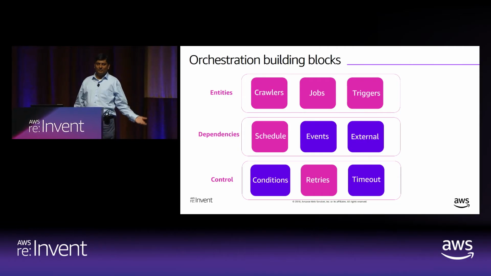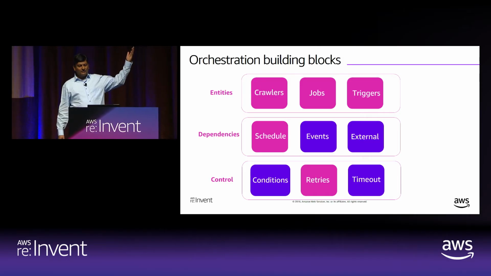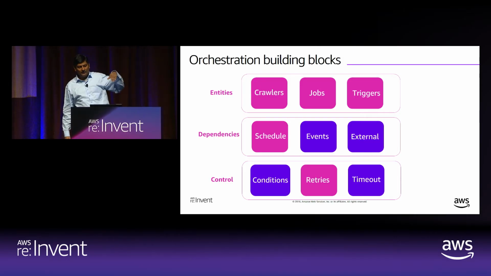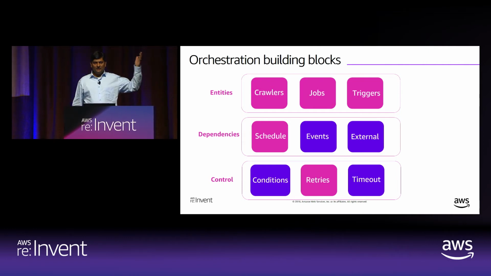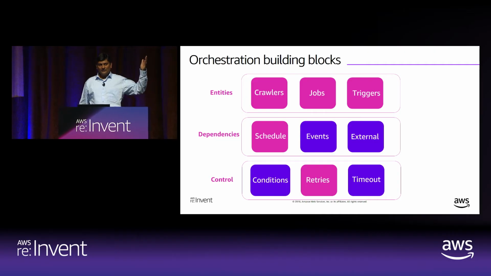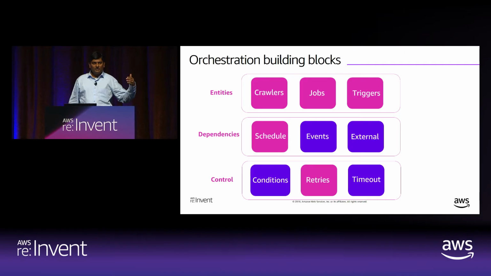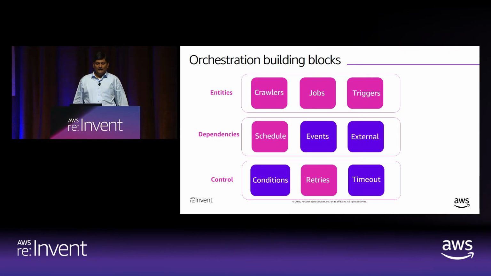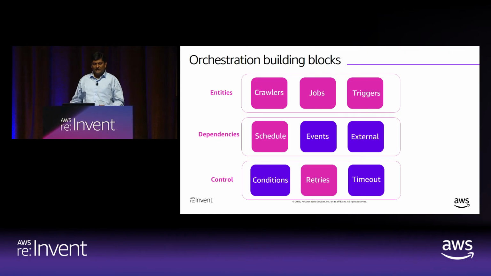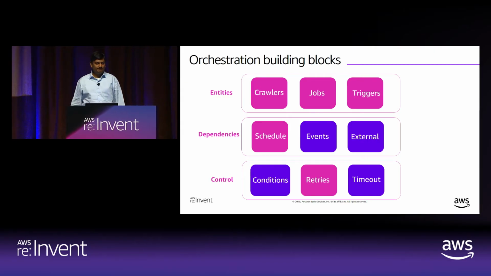So we added a lot more building blocks to orchestration. In orchestration, we have three main entities: crawlers, jobs, and triggers. That's what we started with, and we had schedules. We added a lot more event types and the ability to integrate with external services. We also added more control flow mechanisms, in particular more complicated conditions that tell you which direction you can send the data flow. And we also added more ways of controlling how to deal with delays and timeouts in jobs.